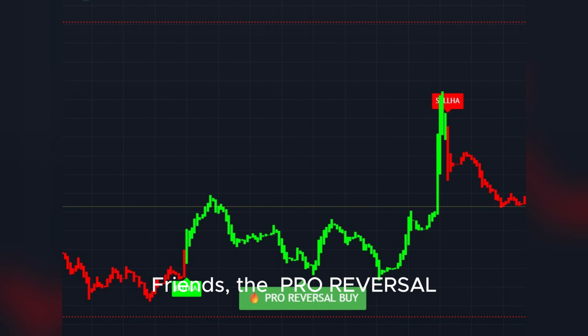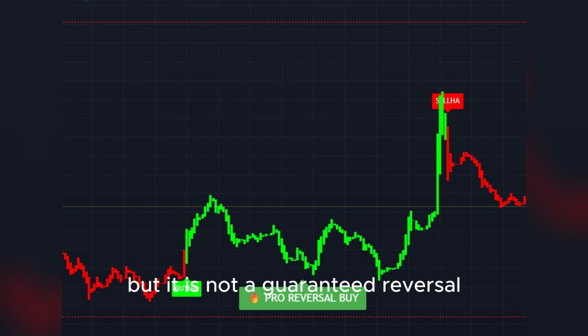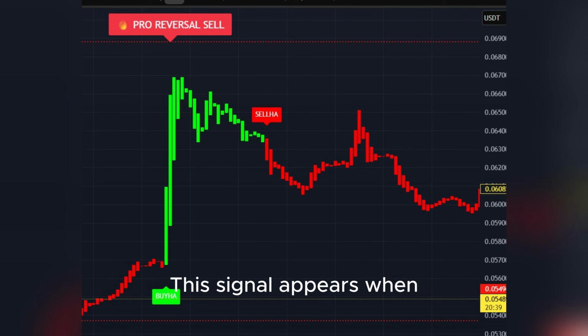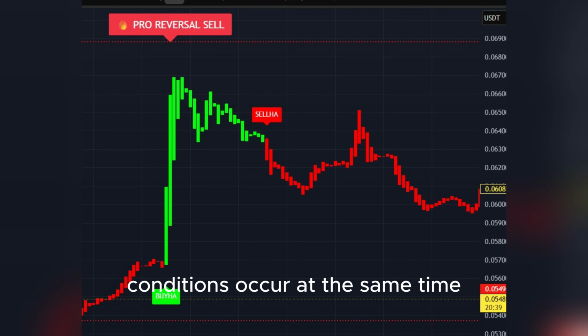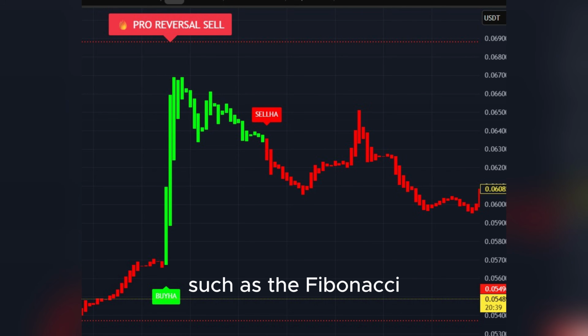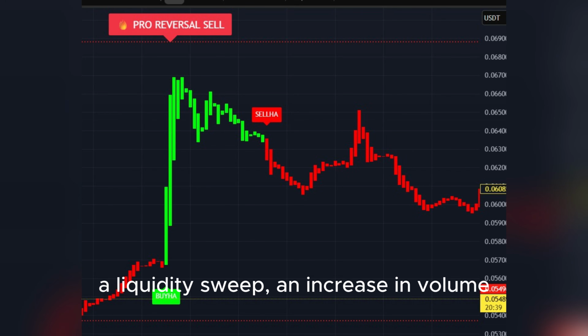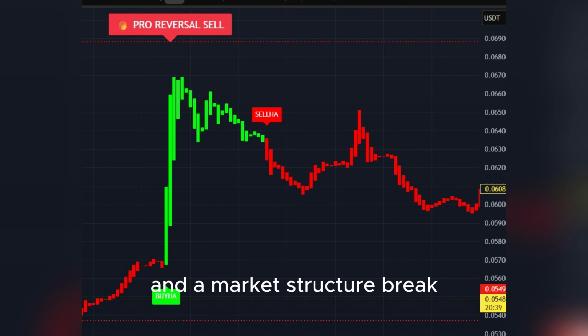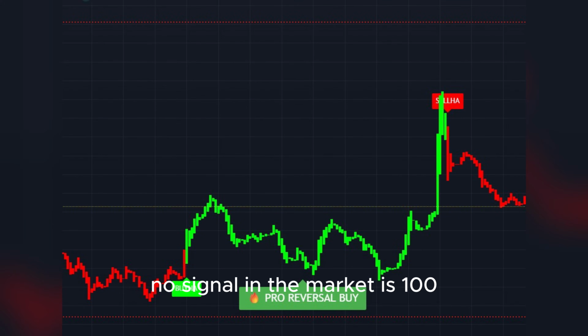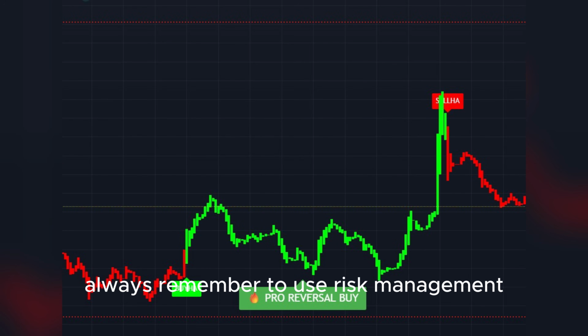Friends, the Pro Reversal label you see on the chart indicates a strong possibility of a reversal, but it is not a guaranteed reversal. This signal appears when several different conditions occur at the same time, such as the Fibonacci 0.786 level, a liquidity sweep, an increase in volume, and a market structure break. However, no signal in the market is 100%. Therefore, always remember to use risk management.